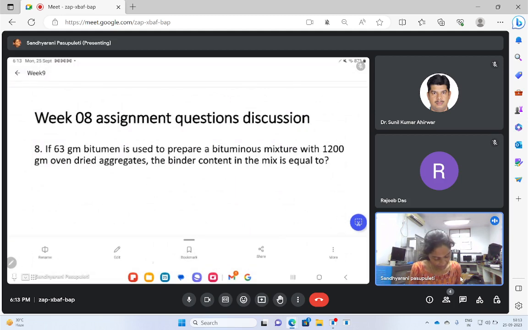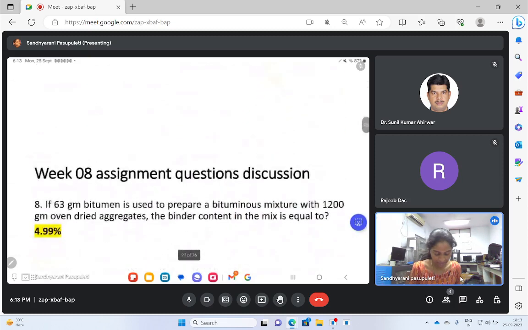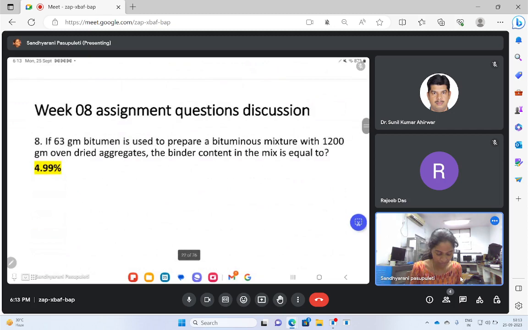And this is again a simple question where the bitumen is 63 grams and the aggregates are 1200 grams. If the bitumen is 63 grams, how much will be the OBC or binder content on the total mix? So aggregates are 1200 grams plus bitumen 63, so the total mix will be 1263. The bitumen in this total 1263 in terms of percentage is the question. And this is 4.99%, that means around 5%.